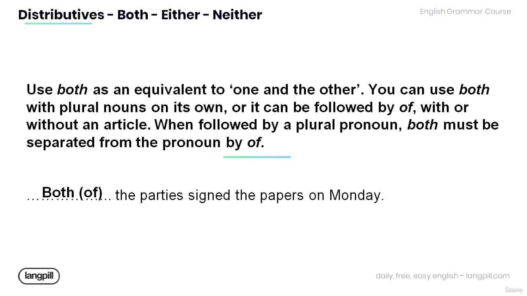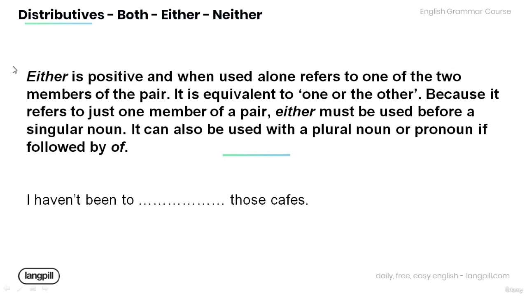Both of the parties signed the papers on Monday. Now, either is positive, and when used alone refers to one of the two members of the pair. It is equivalent to one or the other. Because it refers to just one member of a pair, remember that either must be used before a singular noun. Now, it can also be used with a plural noun or pronoun if followed by of.